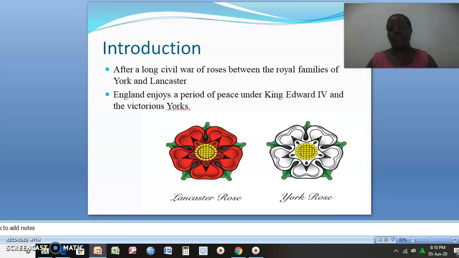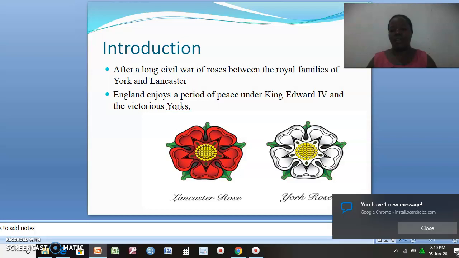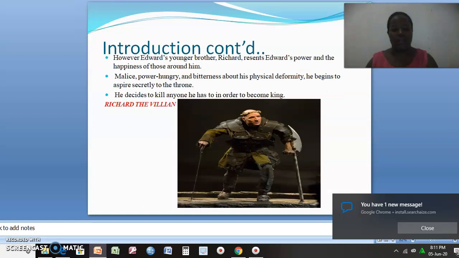Introduction. After the long civil war of roses between the royal families of York and Lancaster, England enjoys a period of peace under the king, none other than Edward IV, because he's the one who was still the king at the opening of the play, and he victoriously wins it, and he fights hard to have the peace prevail in both areas. It is called the War of Roses, where the red rose stands for Lancaster and the white rose is for the House of York.